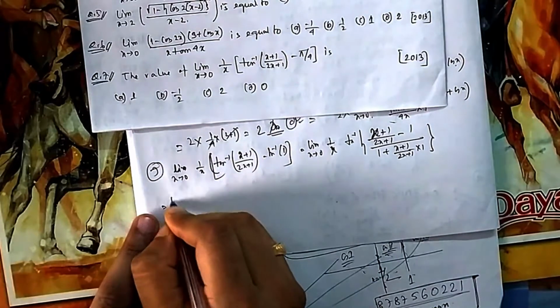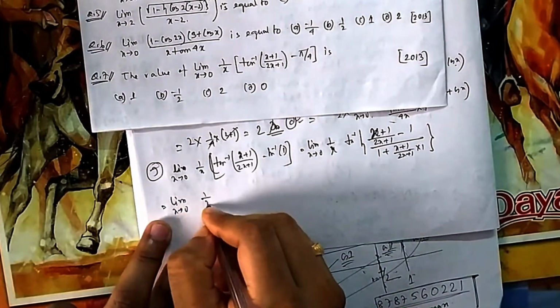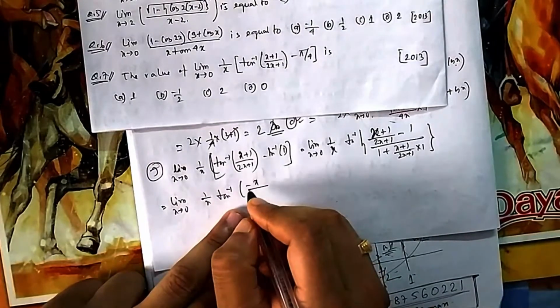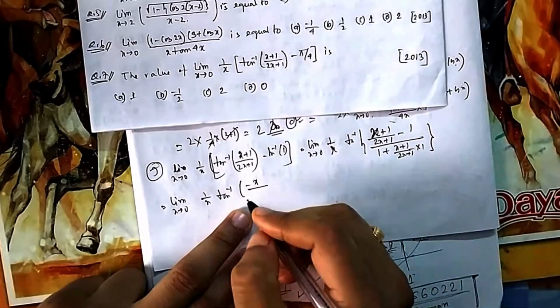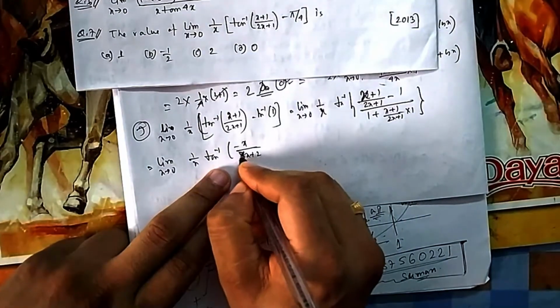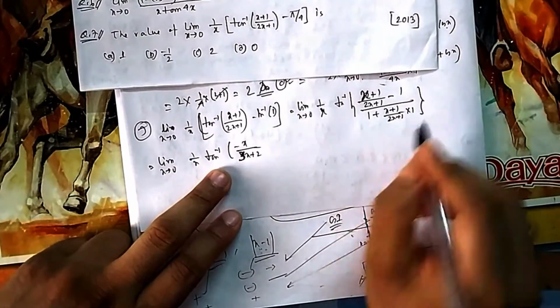So if you do this one, you will get, I am directly writing it, you can easily take LCM and simplify. So it will be tan inverse of minus x by, you can easily do it, 2x minus 2x, it is minus x, 1 will get cancelled, 2x plus x, 3x plus 2.